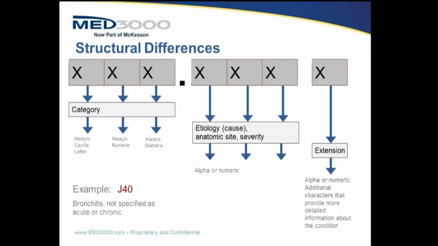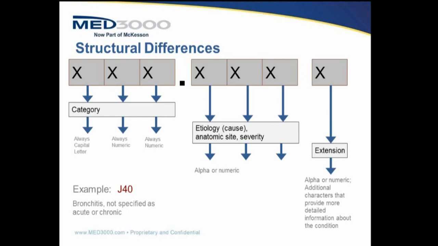When we're looking at the structural difference, you can see here within the category, it's always going to be a capital letter. Then you're going to have always numeric. Then your etiology, that may be the cause, the site, or severity. That would be alpha or numeric. So you're going to have here again the next three codes. And then you've got your extension codes. And those would be alpha or numeric, additional characters that provide more detailed information about that condition.